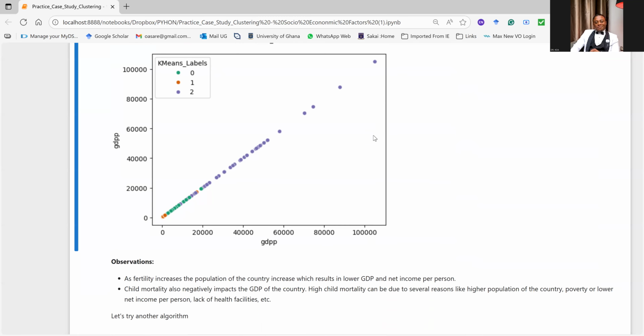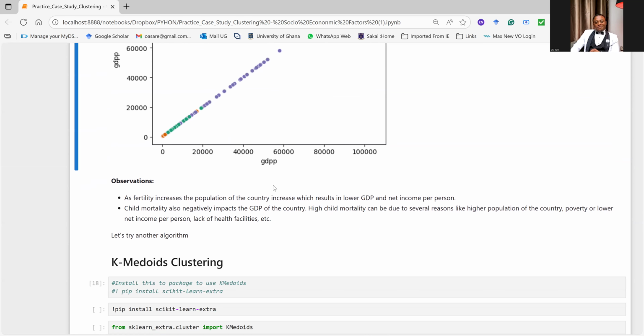So let's look at the conclusion we can make. Fertility increases the population of the country, which results in lower GDP and net income. We see that. Child mortality negatively affects GDP. A high child mortality can be due to many reasons, like high population density, poverty, and so forth. But that is K-means. We need to try another algorithm, and that algorithm is K-medoids.